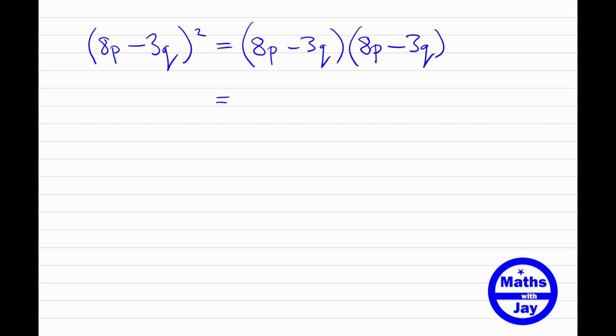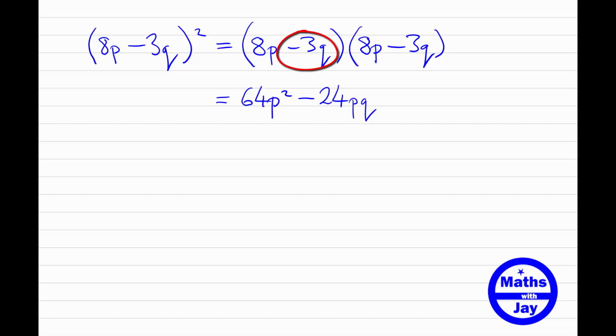So looking at the first terms from each bracket, first of all, we've got 8p times 8p, so that's 64p squared. And then if we stick with the 8p from the first bracket and multiply that by the minus 3q in the second bracket, that will give us minus, because it's a positive times the negative, so we're subtracting, and 8 times 3 is 24. And then p and q are multiplied together, so that's pq. So that's dealt with multiplying the 8p in the first bracket by the two terms in the second bracket.